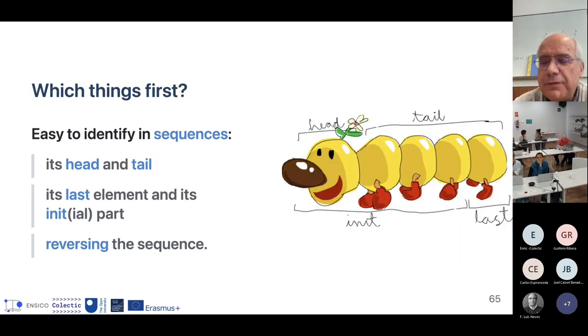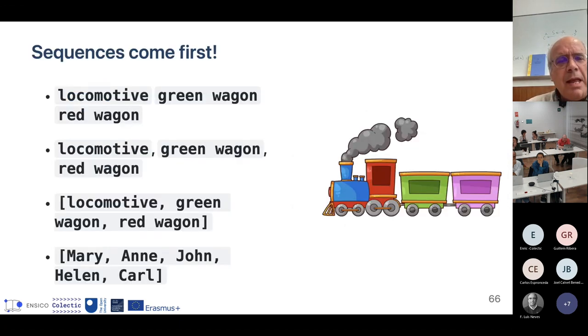Sequences. So it's very easy, and then quite a lot of terminology pops up, like the head of the sequence, the first element of the sequence, the rest of the sequence, which is the tail. And then if you do the same, but now in reverse order, you have the last element of the sequence and the initial part of the sequence. So there's a vocabulary that comes along with this data structure, which is very easy to understand.